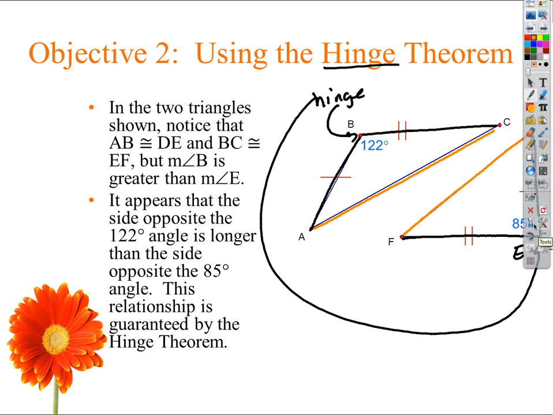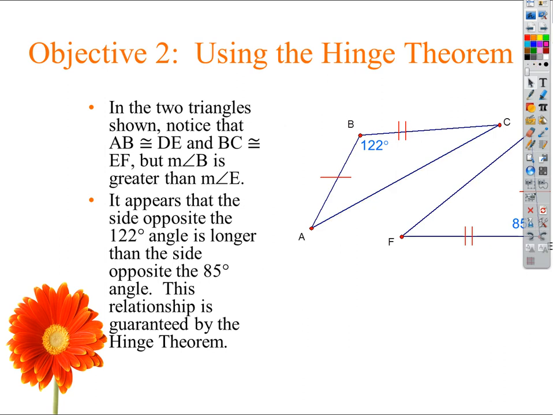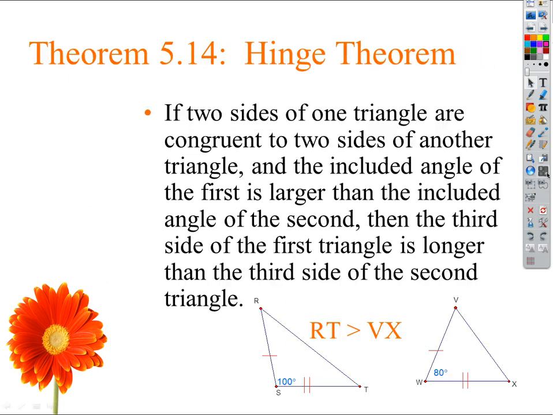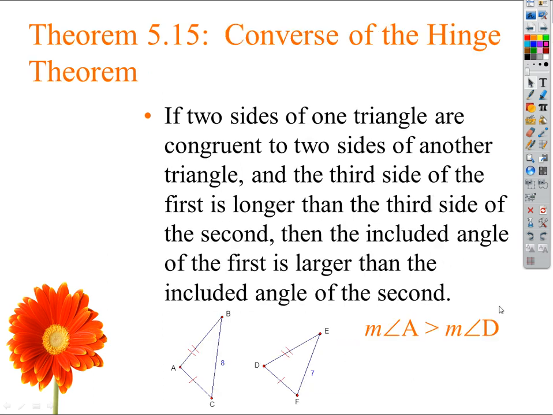If I know that I've got two triangles with two pairs of congruent sides, and I know that, let's say, the third side of one triangle is larger than the third side of the other triangle, then doesn't that mean that if the rubber band is stretched more, the angle must be bigger? So there's the converse. Two pairs of congruent sides, if the third side is bigger, then the included angle is bigger. And the kinds of things you can do with that you'll be doing on the assignment.